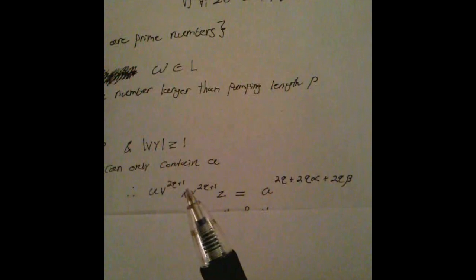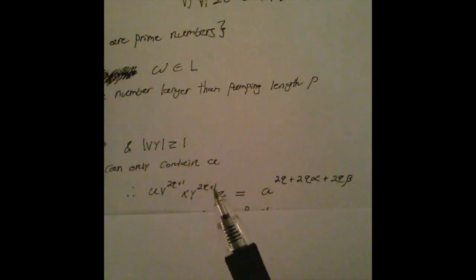It's very important to understand what this math means. So remember, v to the 2q plus 1, this is not an exponential operation here. We have 2q plus 1 v strings. So whatever v is, however many a's make up v, we're going to have 2q plus 1 of them. Then we're going to have the string x, then we're going to have the string y, which is going to be 2q plus 1, and then we're going to have z.